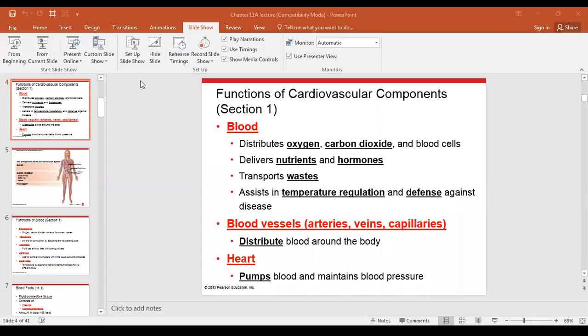All right, so let's talk about blood. Blood and functions of the cardiovascular system. So we've got blood vessels, arteries and veins and capillaries, and the heart. Basically the job of blood is to transport and distribute oxygen, carbon dioxide. And that happens by way of circulating blood cells, by way of delivering oxygenated blood.